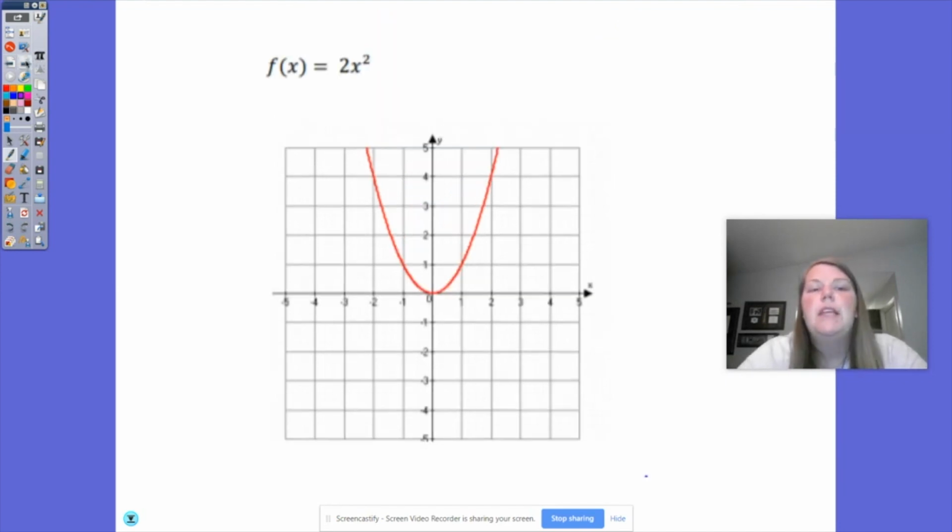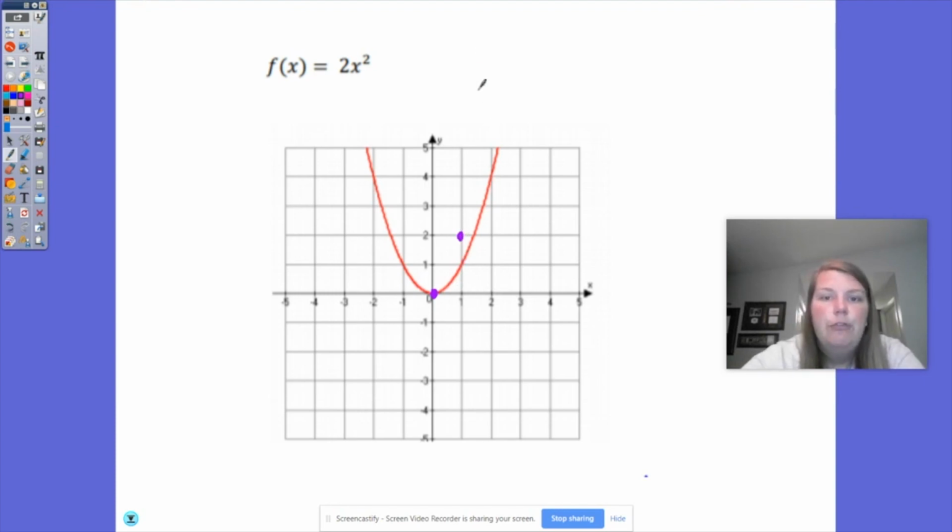Similar to this one though, but that 2x squared is going to take that parabola and make it very skinny. So my point is still going to be at 0, 0, because I'm not moving left or right or up or down. I'm just going to take my other values. Instead of 1, 1, I'm going to now be at 1, 2. I'm going to double it.